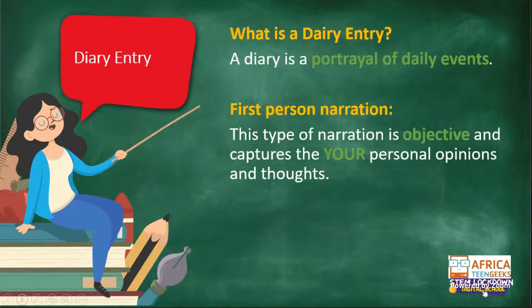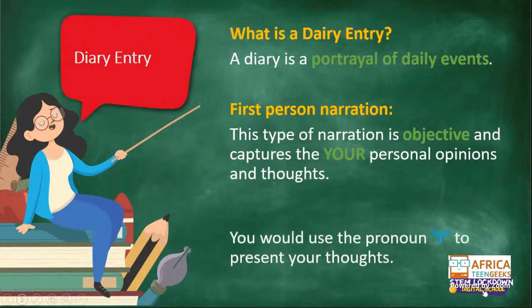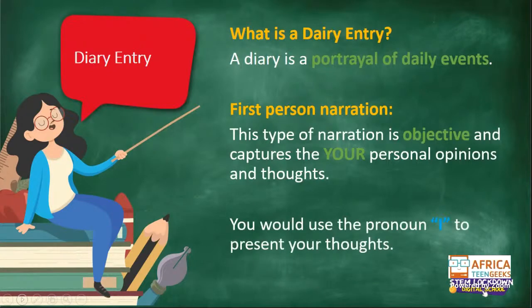First person narration is a type of narration that is subjective and captures your personal opinions and thoughts. You would use the pronoun I to present your thoughts. So, for example, you'd write a diary entry talking about how you went through a terrible day at the mall because you couldn't find your favorite shoe. So, this diary entry will be about your personal story. You would say, I didn't enjoy my day today because I couldn't find the pair of shoes I was looking for at the mall.